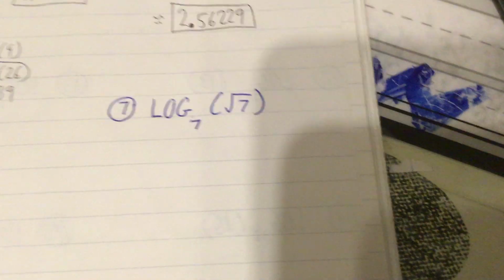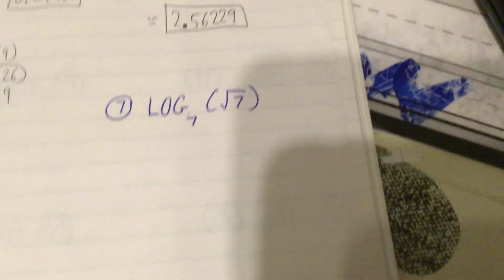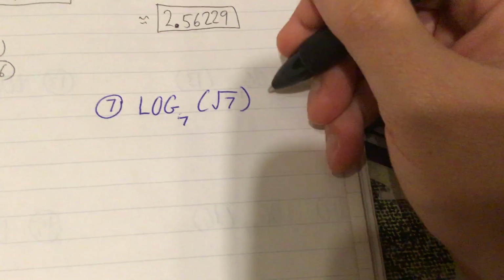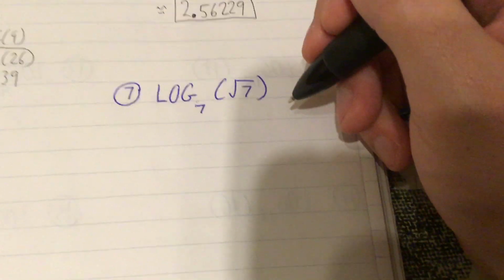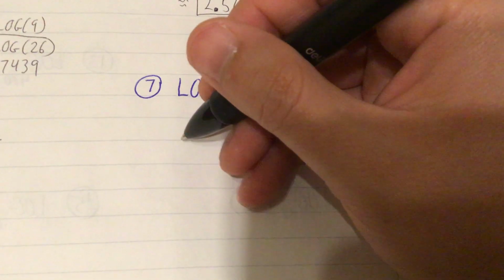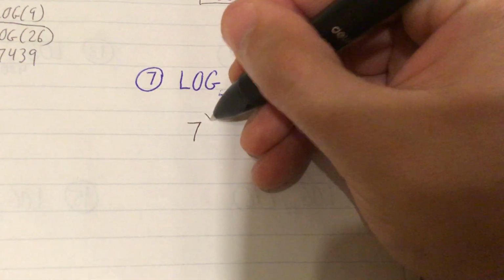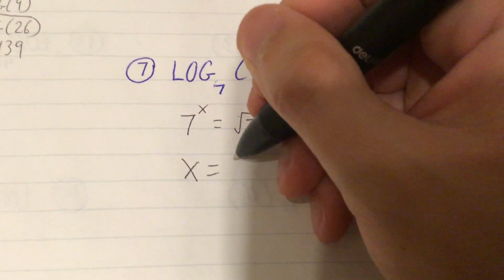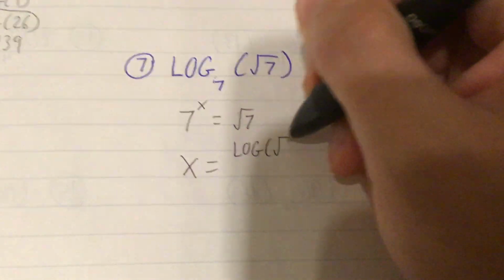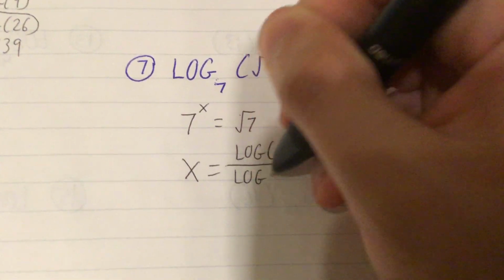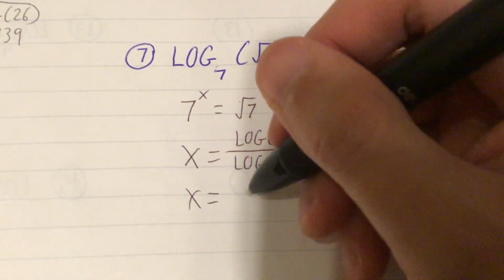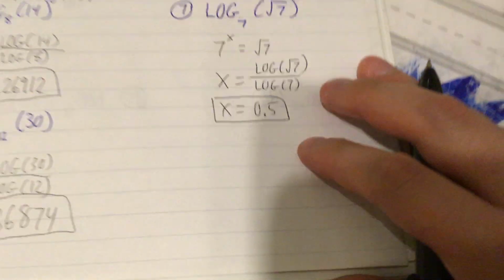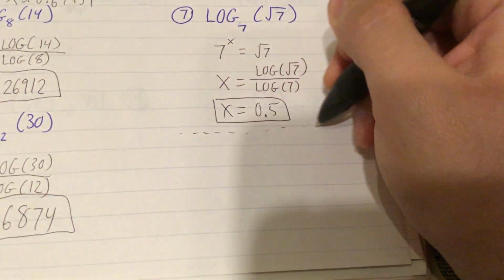Okay, this one I just wanted to have a little fun with because you might see this in pre-calc. They might try to pull a fast one on you. So you've got 7 to what power is the square root of 7? So although you could do it like this, right, so let me just show this the long way. And you could do it like this. The log of the square root of 7 over log of 7, and for some reason you get 0.5.